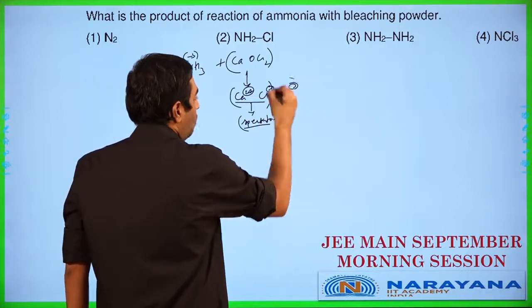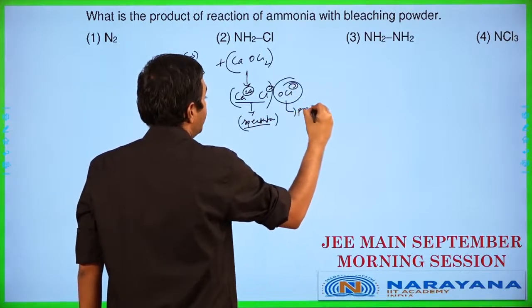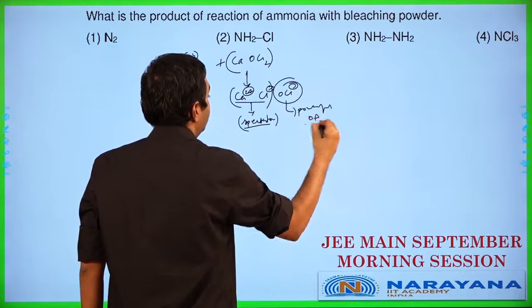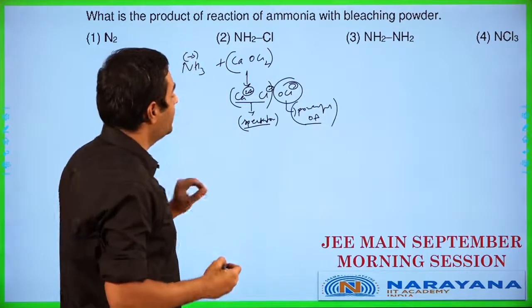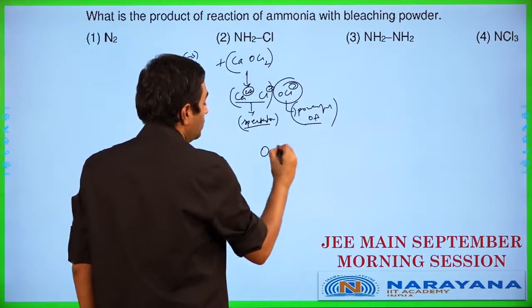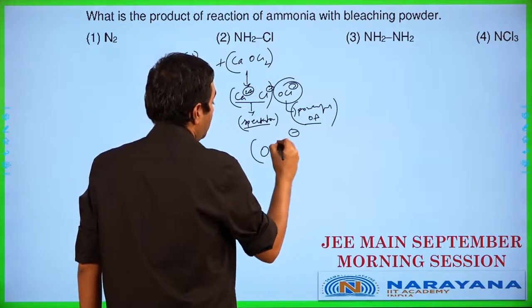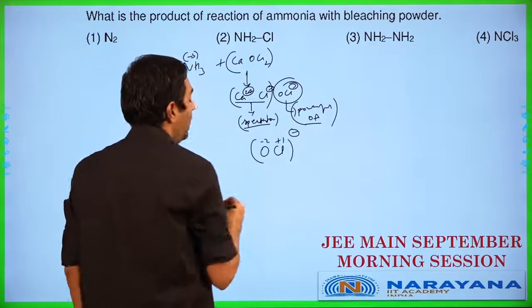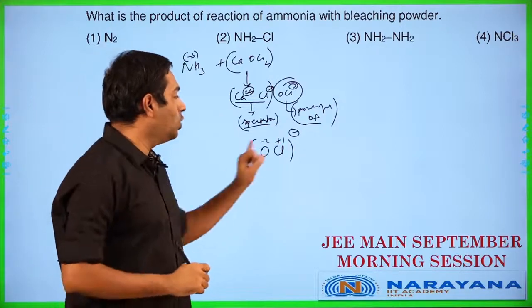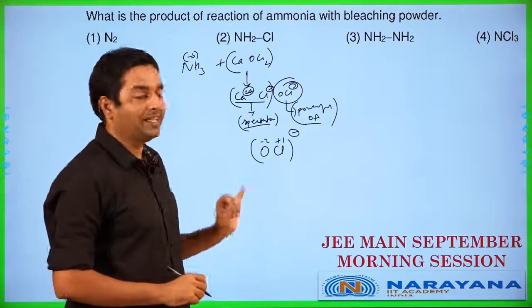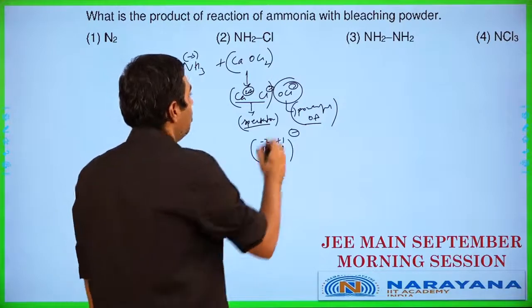Whereas the OCl minus is a powerful oxidizing agent. This OCl minus works as a powerful oxidizing agent here. Why? Because in the OCl minus 1, chlorine is actually present in +1 and the oxygen is in -2 oxidation state. Chlorine +1 is going to be a powerful oxidizing agent which performs the oxidation of ammonia in this case.